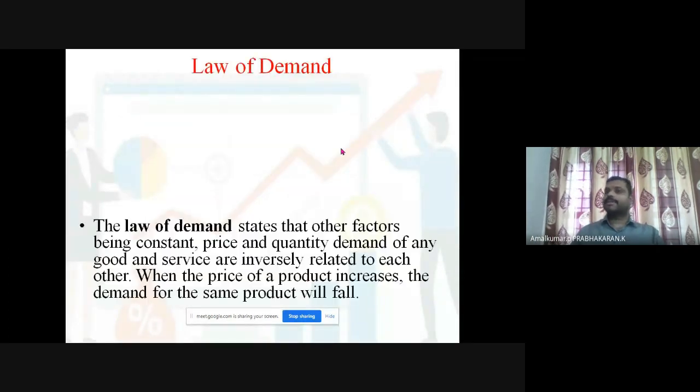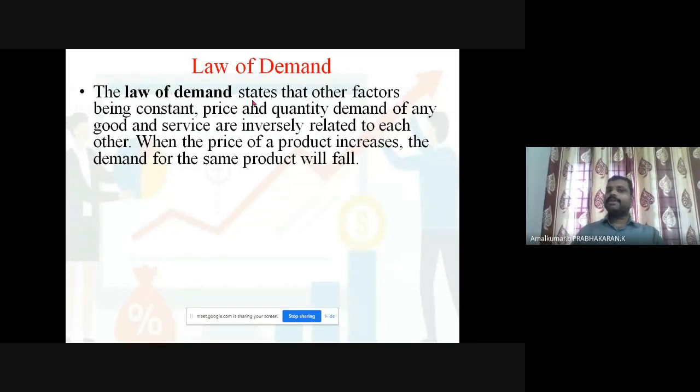Then the law of demand. What is the law of demand? The law of demand states that, other factors being constant, the price and quantity demanded of any good or service are inversely related to each other. The price and the quantity demanded are inversely related. This is called the law of demand.